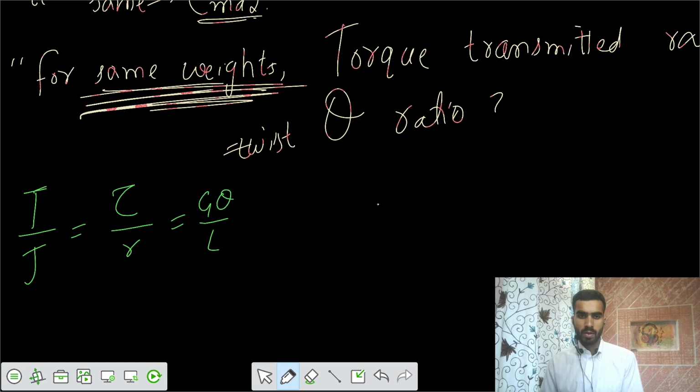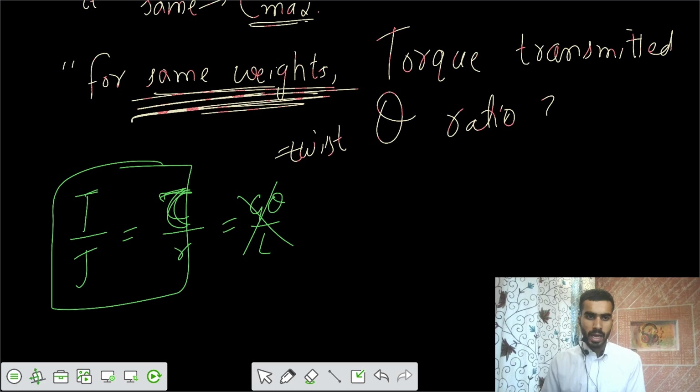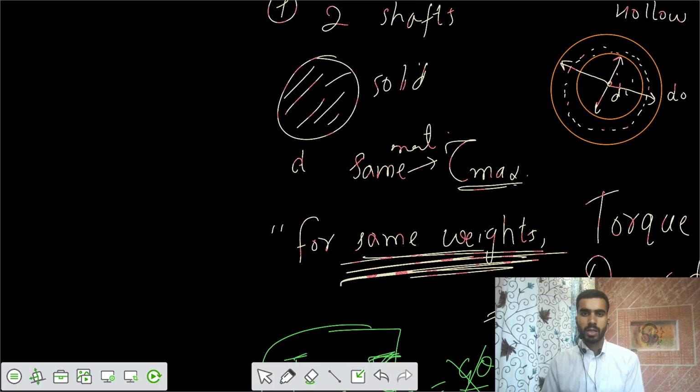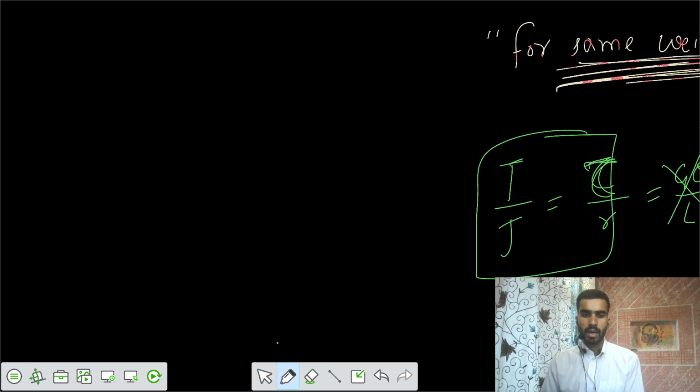For the first case, ignore this part; I would be using this part. We have torque and shear stress tau. For that, you have two different shafts. Let's say we have a solid shaft. For the solid shaft, T solid by J solid equals tau. Tau is the same, tau max is the same.